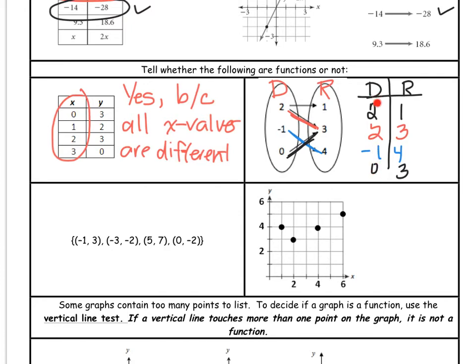Now we want to look at our domain and see, are all of our x values unique? Are they all different? And the answer is no. So that means this is not a function.